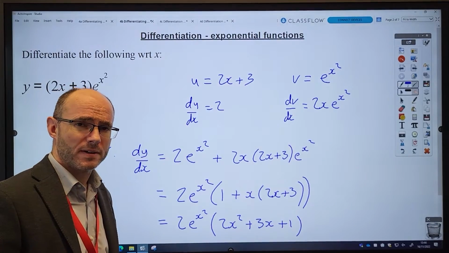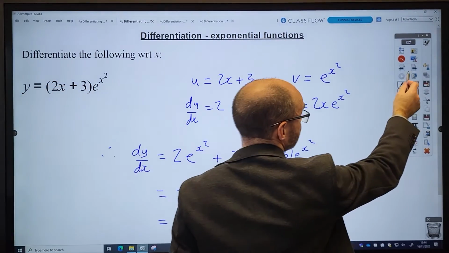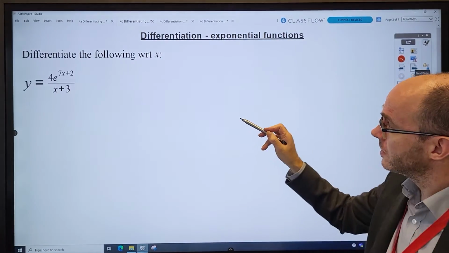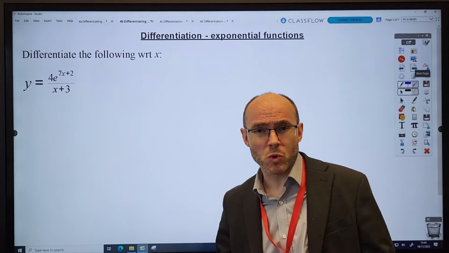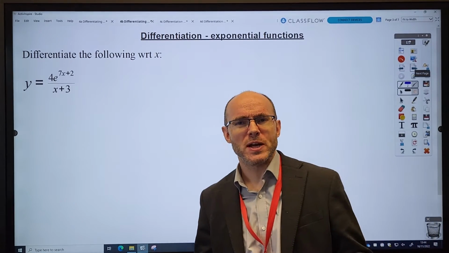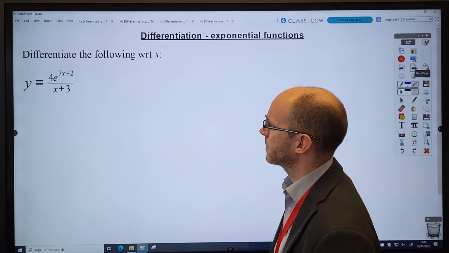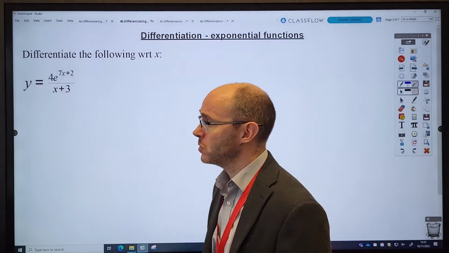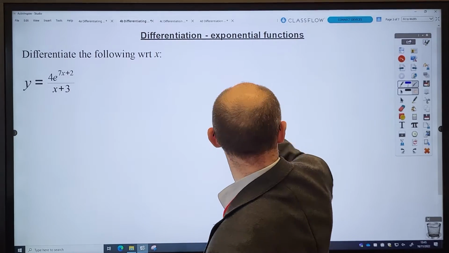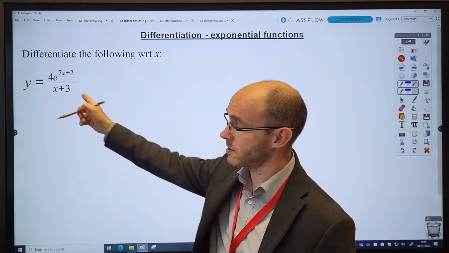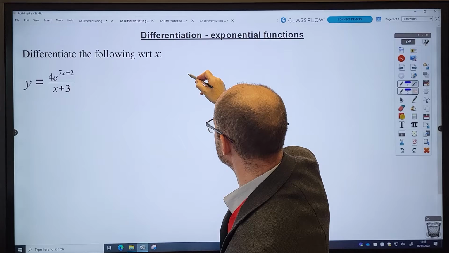Okay, next one. So here, it's a quotient rule question. So you can see what I'm doing, I'm showing you how to use the chain rule, product rule and quotient rule, all with exponentials. So here, quotient rule, these are rather more obvious to spot because you've got a clear fraction, numerator and denominator.